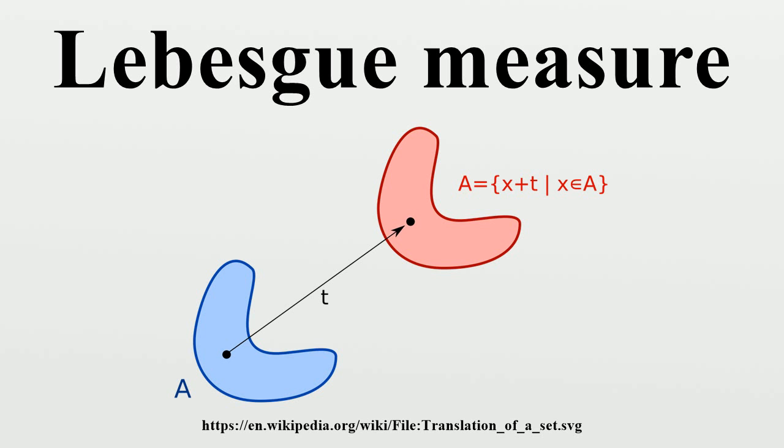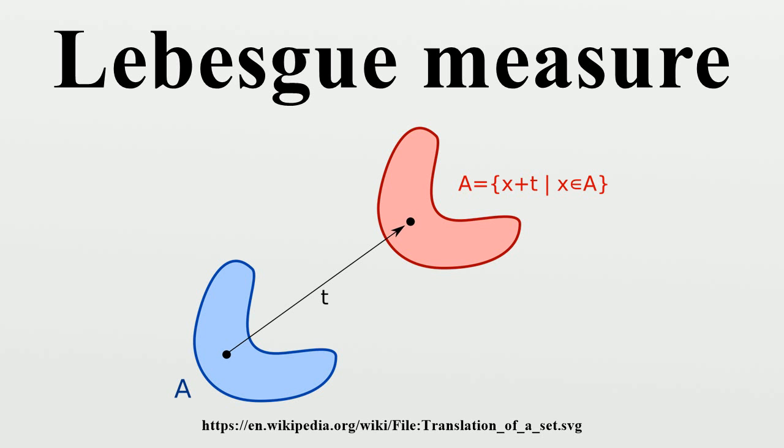Lambda of the empty set is 0, and the measure is defined for every Lebesgue measurable set A. If A and B are Lebesgue measurable and A is a subset of B, then lambda(A) is at most lambda(B). Countable unions and intersections of Lebesgue measurable sets are Lebesgue measurable. If A is an open or closed subset of Rn, then A is Lebesgue measurable.